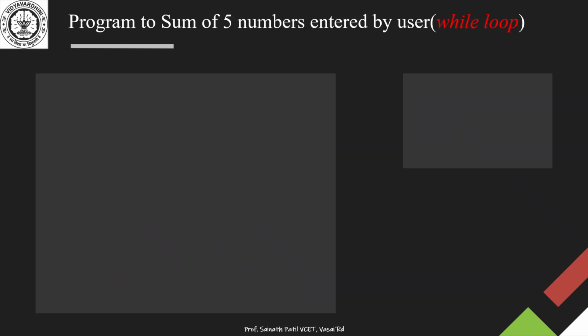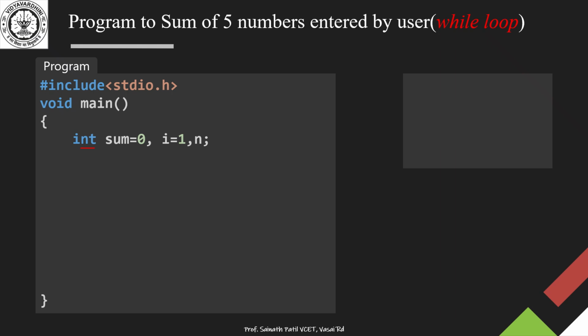Let's write a program to sum or add 5 numbers entered by the user using a while loop. So we'll start the program as usual. In void main, I declare int sum is equal to 0, that is, I start with 0, and i is equal to 1. Then one more variable n. I know 5 numbers are to be added. So in the while loop, I'll use i less than or equal to 5. That means the code under while will get executed 5 times.